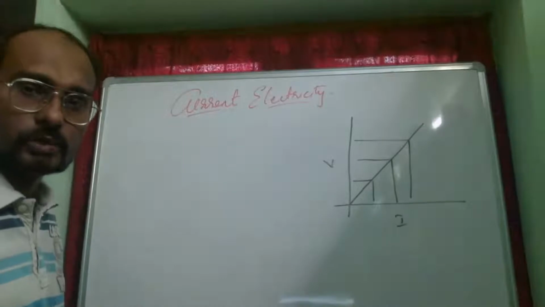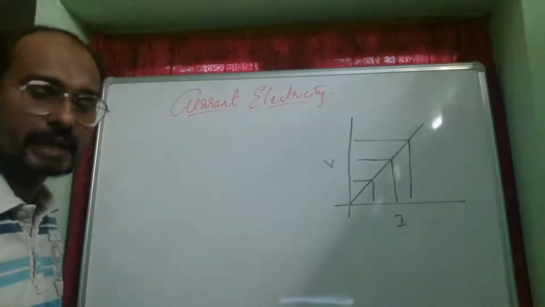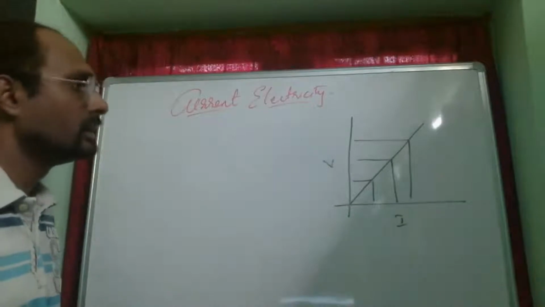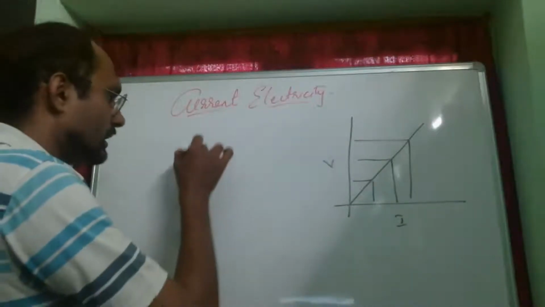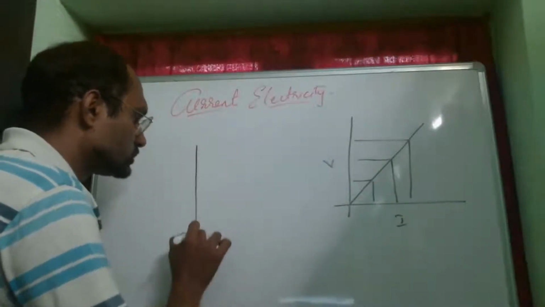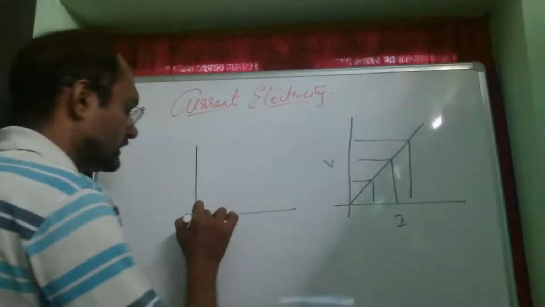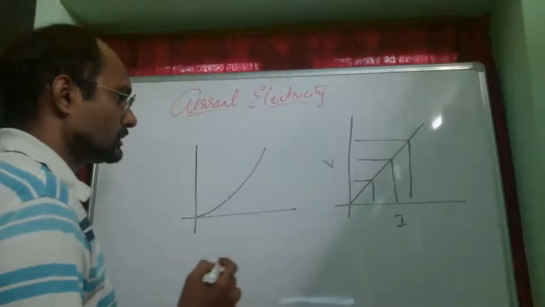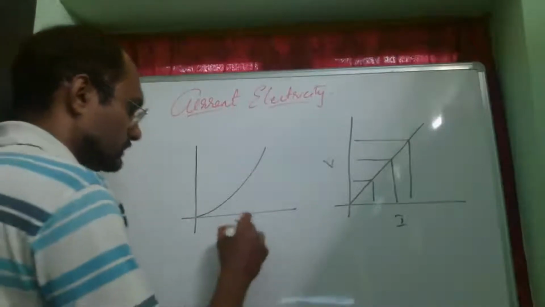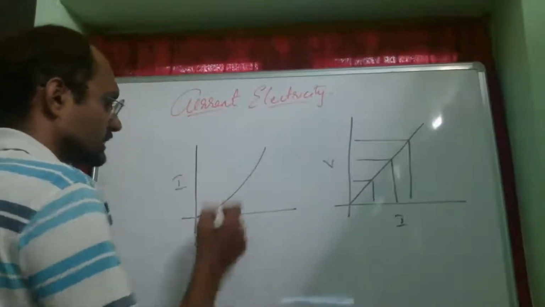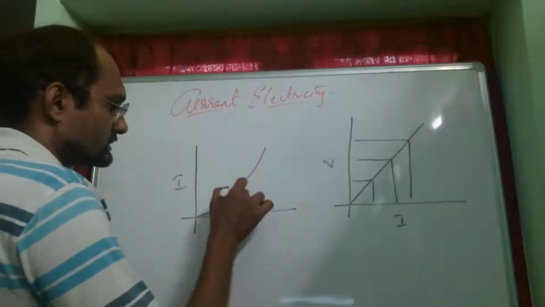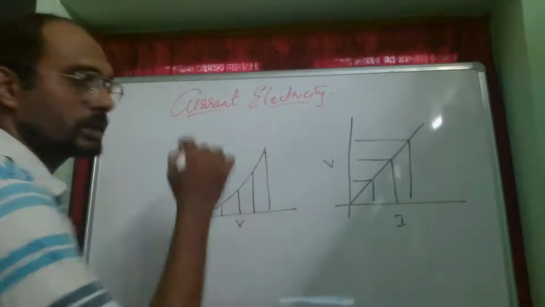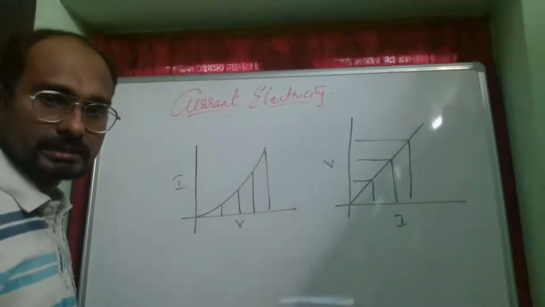Now, will this always happen? As a matter of fact, no, it does not always happen. There are a few materials which don't obey Ohm's law. For them, the graph goes like this. When the voltage increases, for equal change in voltage, there is an unequal change in the current.